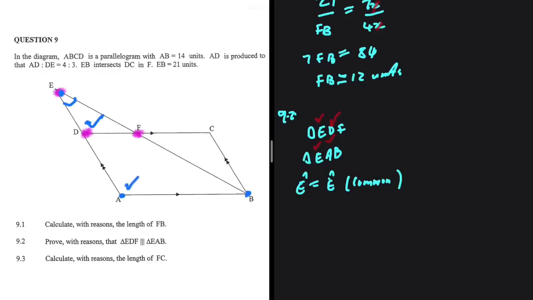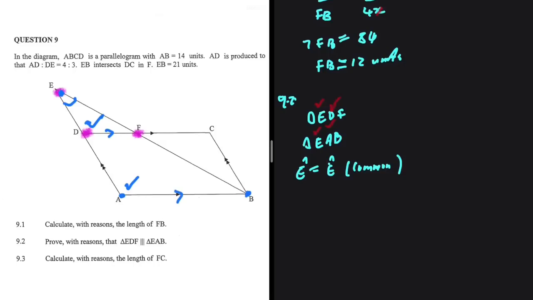Which reason can we use? We can see that the line DF is parallel to the line AB. So angle A is the corresponding angle of angle D. So we're going to say that angle D is equal to angle A. These are corresponding angles because DF is parallel to AB.